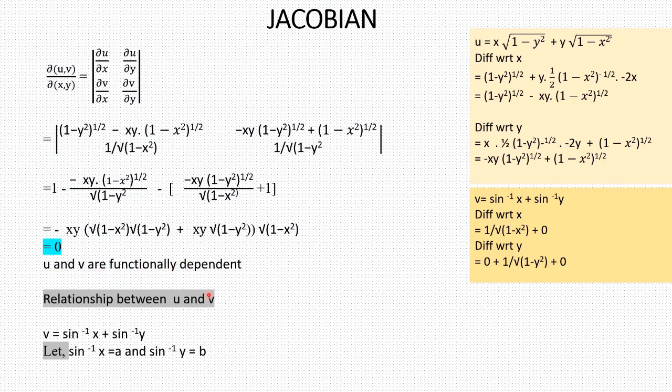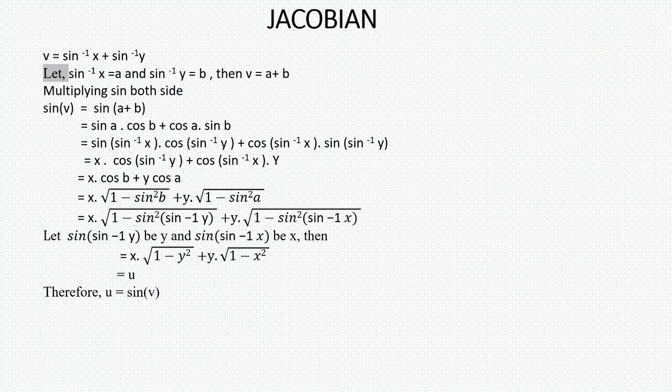Relationship between u and v. V is this; let sine inverse x be a and sine inverse y be b. Then v is equal to a plus b. Taking sine on both sides, sine v is equal to sine of (a plus b), which is equal to sine a cos b plus cos a sin b. Substituting the values of a and b, we get this. Simplifying, u is equal to sine v.